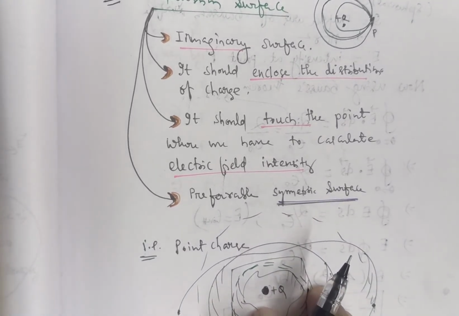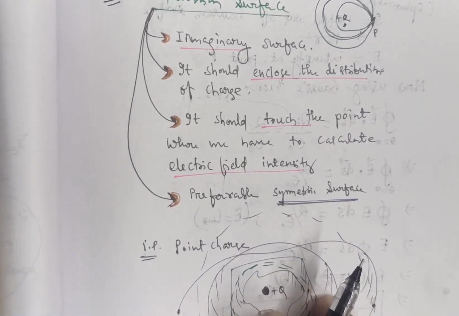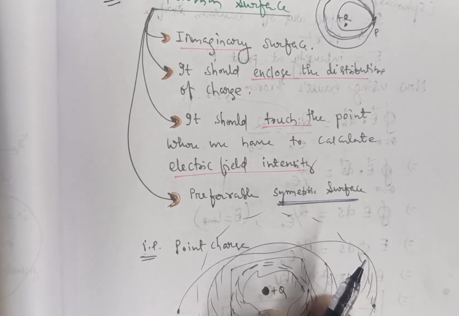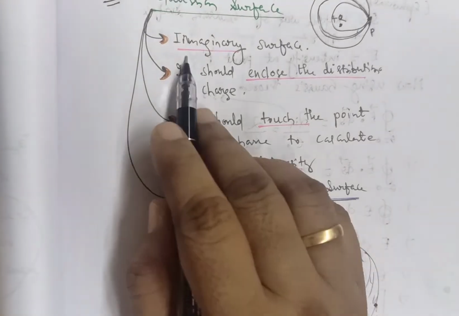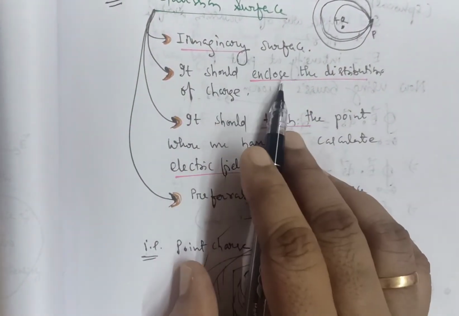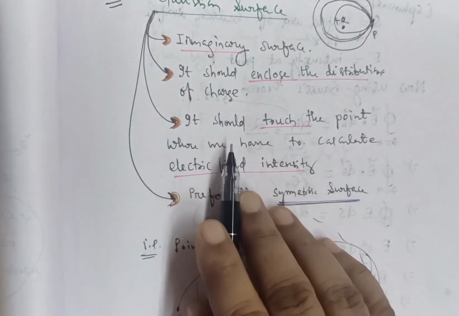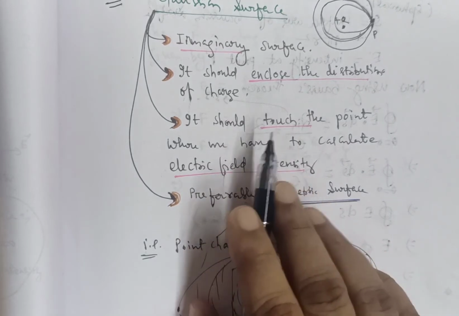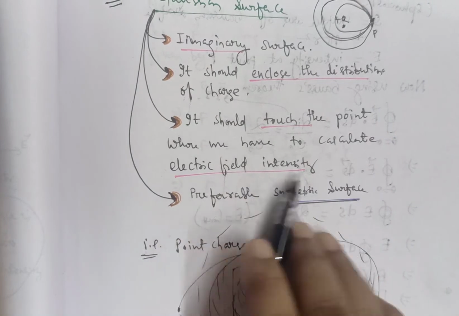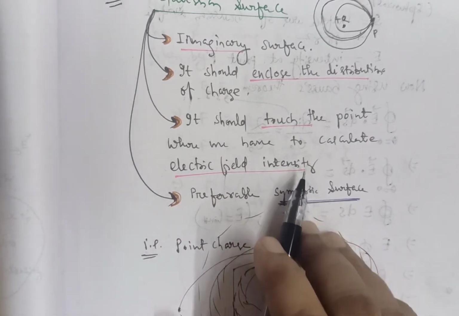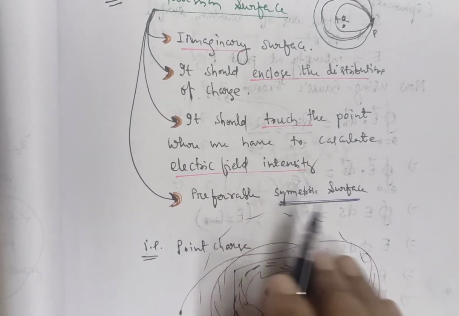For example, if it is a single charge, the symmetric surface should be spherical. If it is a line charge, then the symmetric surface should be cylindrical. It is obtained from practice. So what is the Gaussian surface? First thing you can tell, it is an imaginary surface that should enclose the distribution of charge, and it should touch, this is mandatory, the point where we have to calculate the electric field intensity. Then we prefer symmetric surfaces.